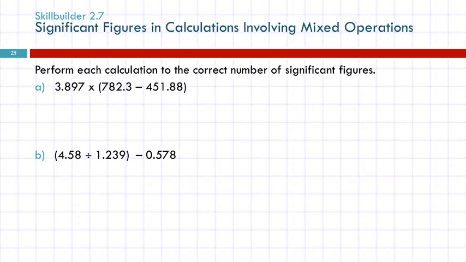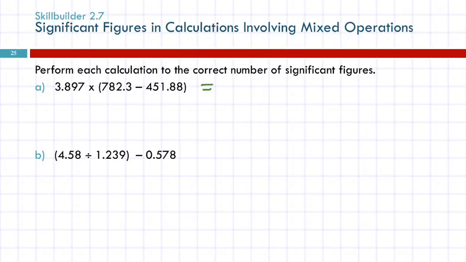So perform each calculation to the correct number of significant figures. I recommend just doing the calculation, writing down the mess that your calculator gives you, and then go back and look at what's happening. So 3.897, well, you know what? I just gave you rules and now I'm not following them. That's not cool. Let's do what the rules say.